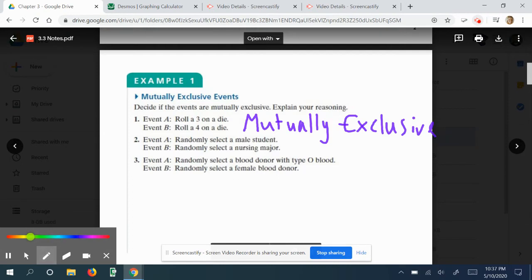The next example says randomly selecting a male student and randomly selecting a nursing major. Well, the question is, can you have a male nursing major? The answer is yes. So these are not mutually exclusive, and I'll abbreviate from here.